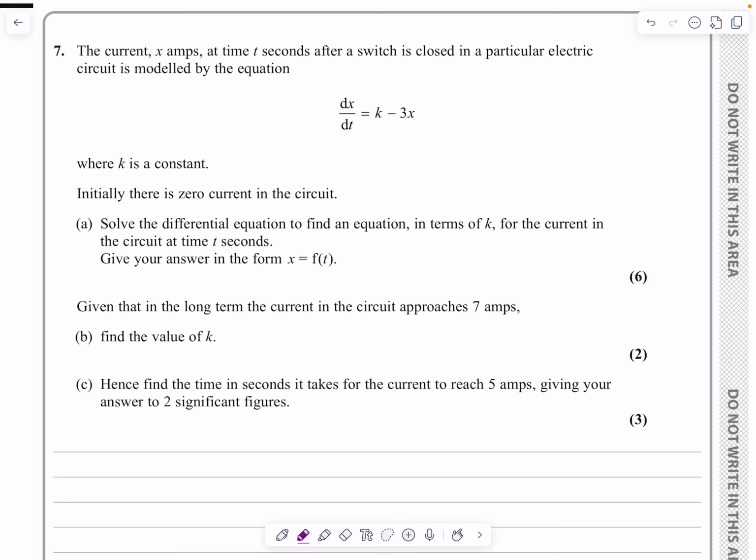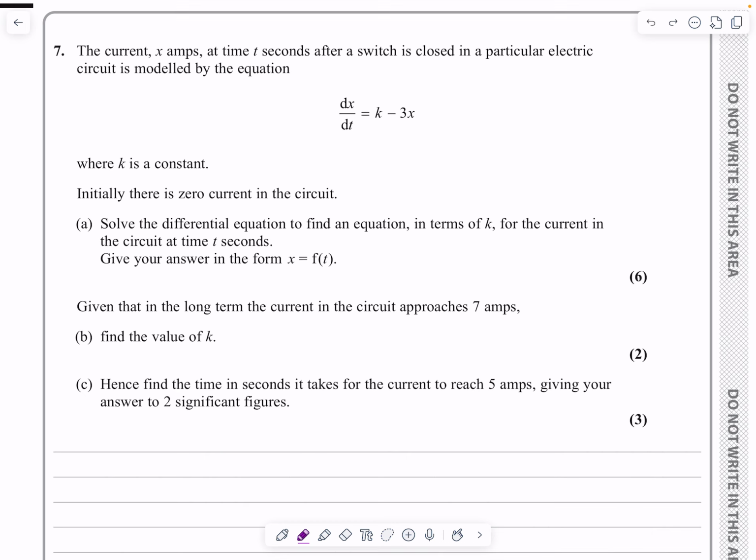Okay, this is the P4 paper from June 2024. It's question number 7, and this is an integration question where we're going to be modelling differential equations. Okay, let's have a look at it and read it through.